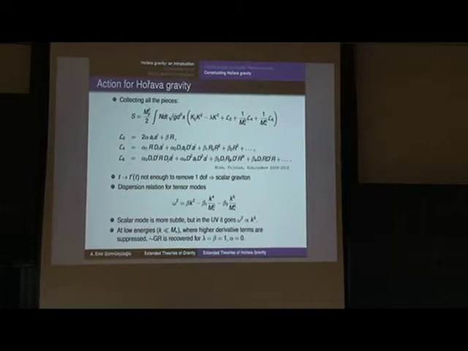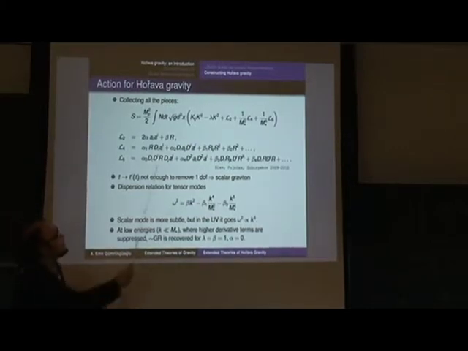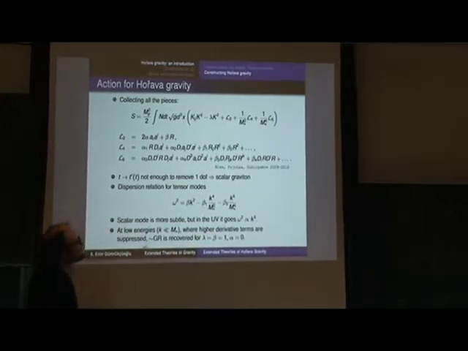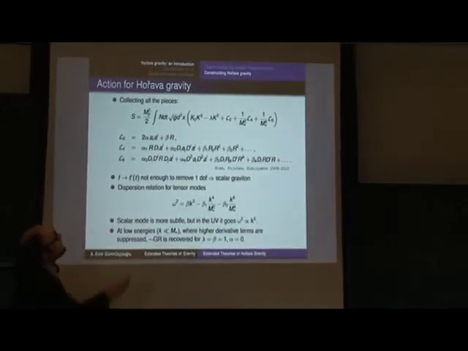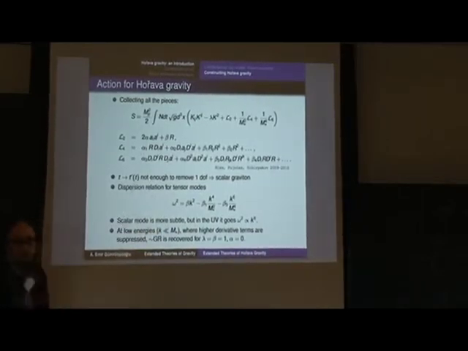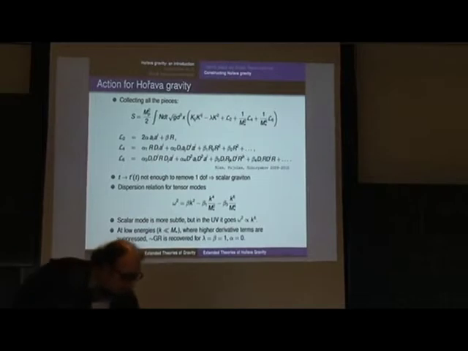So the connection with GR is basically that at low momenta, when your momentum is less than M star, these terms are basically suppressed, and you can recover GR when lambda is 1, beta is 1, and alpha is 0.